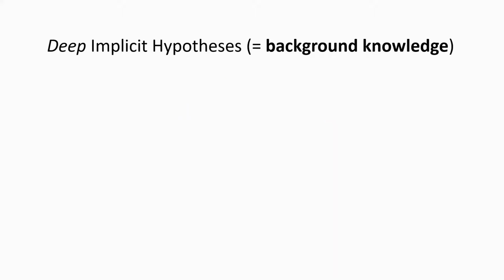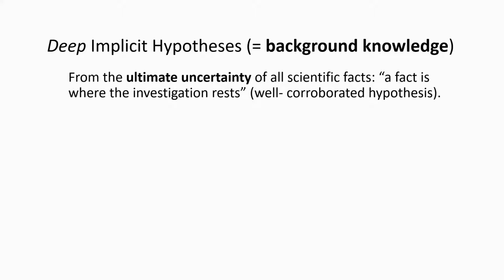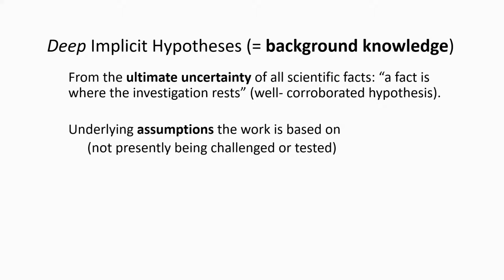First, let's look at deep implicit hypotheses. These are also considered background knowledge. Their status as hypotheses follows from the ultimate uncertainty of all scientific facts. A fact is where the investigation rests. This is basically a set of well-corroborated hypotheses. They form the underlying assumptions that the work we're doing is based on. We take them for granted.